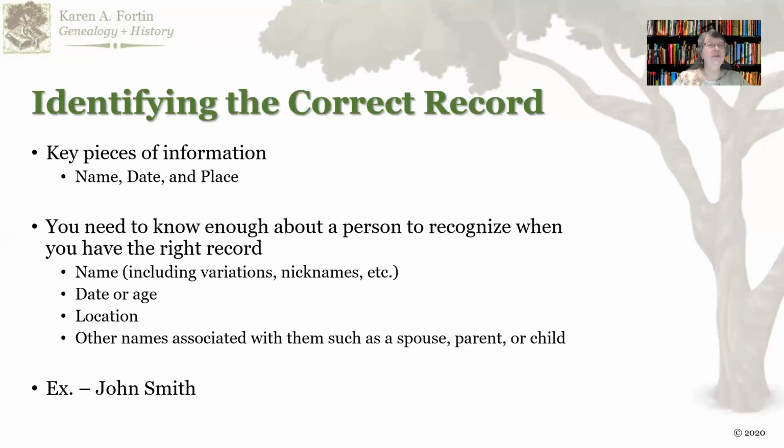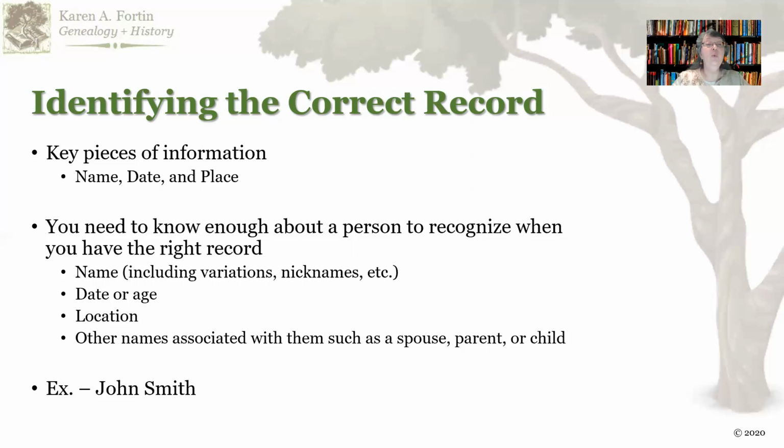As you begin researching, you need to have some key pieces of information about a person. In particular, name, date, and place. You need to know enough about a person in order to recognize when you have found the right record for them. Often, you'll start with their name, but that's not always as easy as it sounds. Nowadays, we generally spell our last name the same way in every record, but that was not always the case in the past.